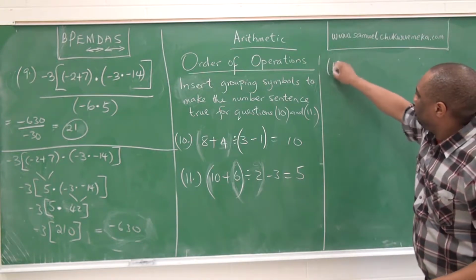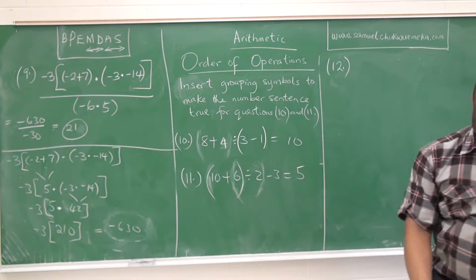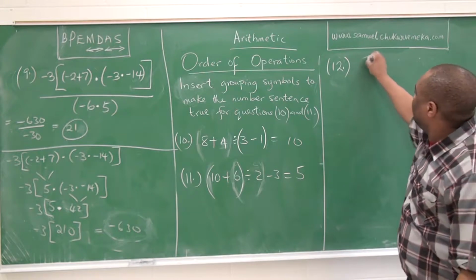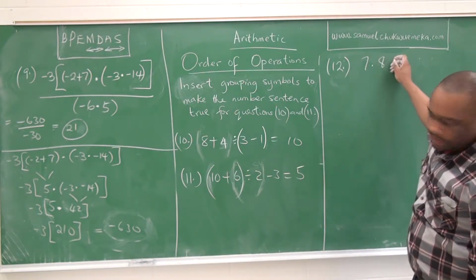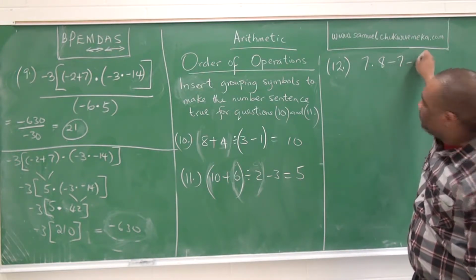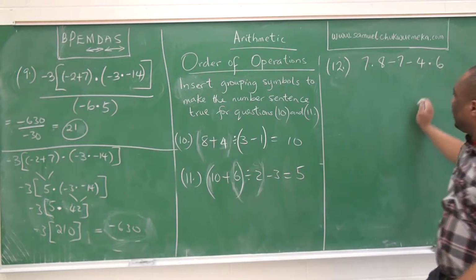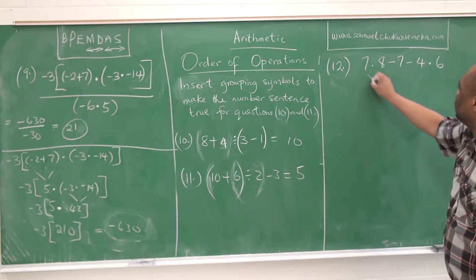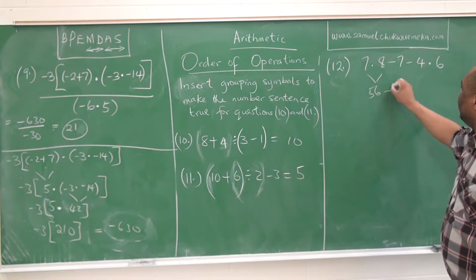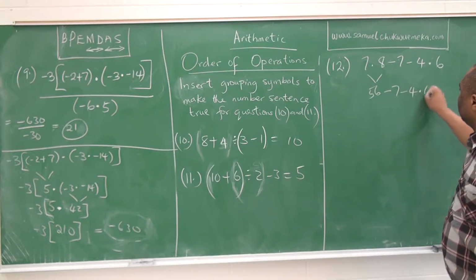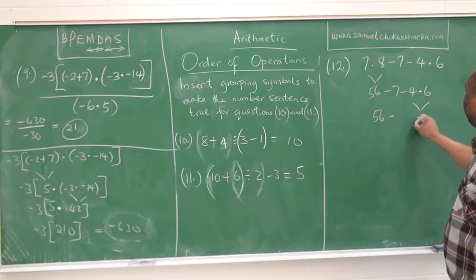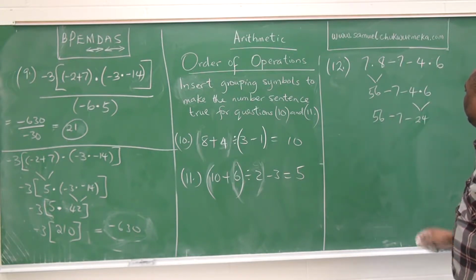Number 12. We are moving on. This one is pretty easy, I think. 7 times 8 minus 7 minus 4 times 6. But try it on your own. It might seem easy, but I still want you to try it. So let's do this first. 56 minus 7 minus 4 times 6. Then this will be 56, then this is 24. 56 minus 7 minus 24.